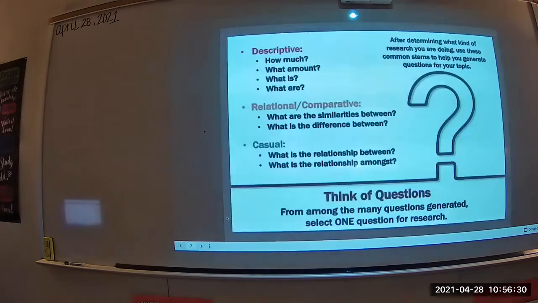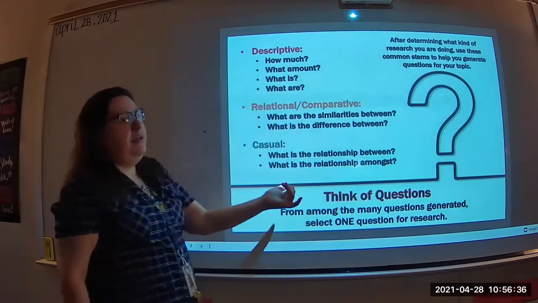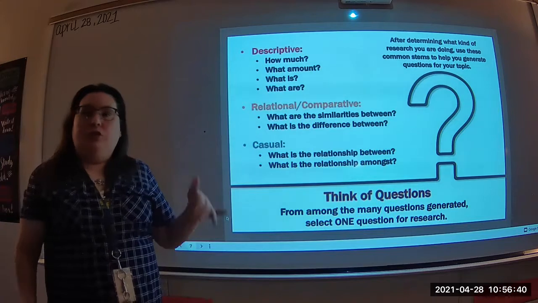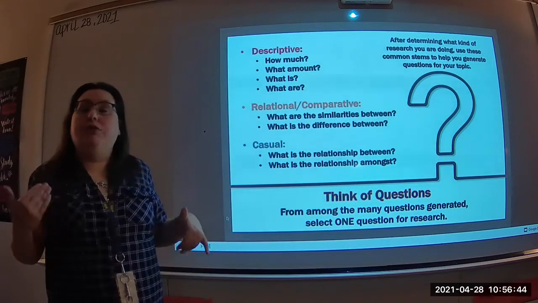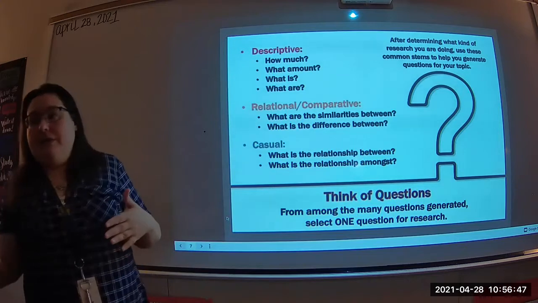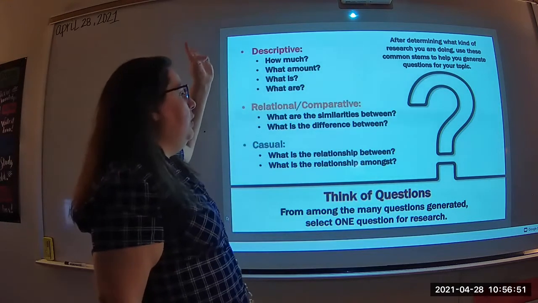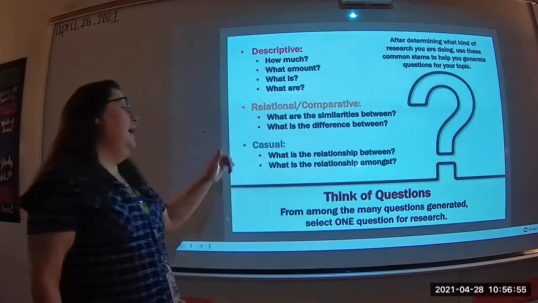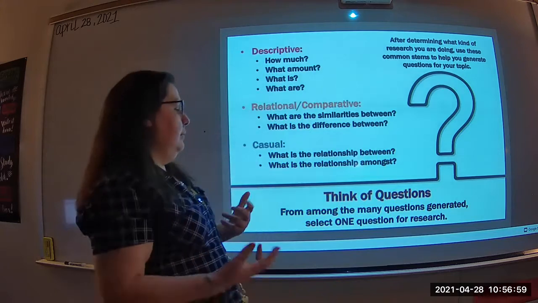Now, one good thing is when we're determining it, we can also use some similar sentence stems. Now, just like any type of sentence stems, you can use these when you are first starting out, right? And then as you become more comfortable generating research questions, you can span outside of these, okay? But descriptive normally starts with how much, what amount, what is, what are. Relational, what are the similarities between, what are the differences between? And causal, what is the relationship between, or what is the relationship amongst, okay?